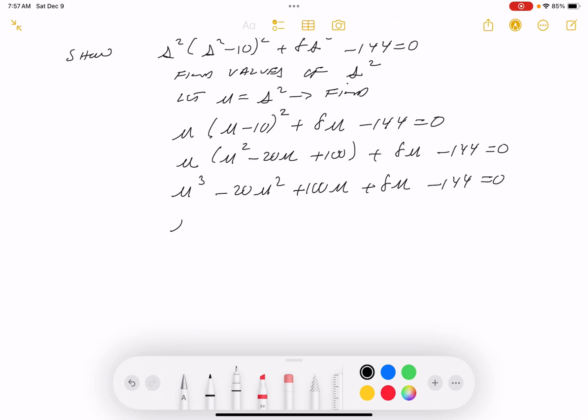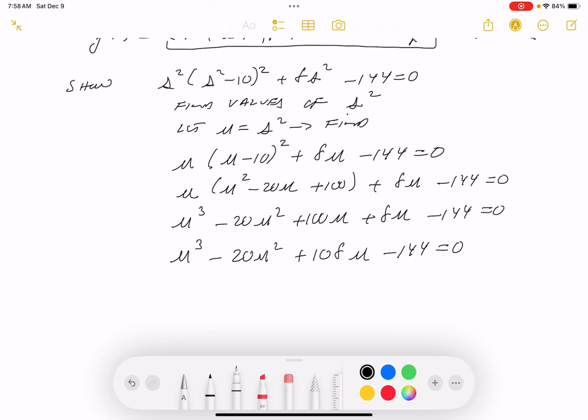Boy, that looks tough, doesn't it? u cubed minus 20u squared plus 108u minus 144 equals 0. Here comes the tough part. I've got to find a solution to the problem. Looking at it, it's a third degree polynomial, right? This can be tough, isn't it? Let me see. Cubic problem. I guess I could use the rational root theorem.